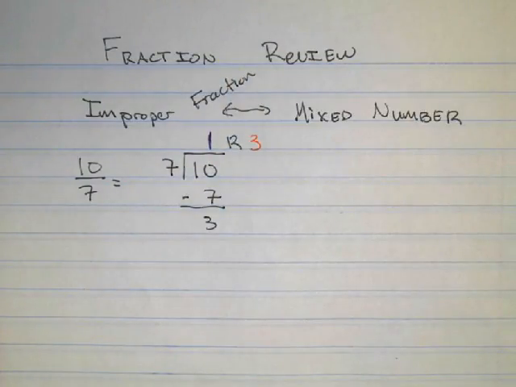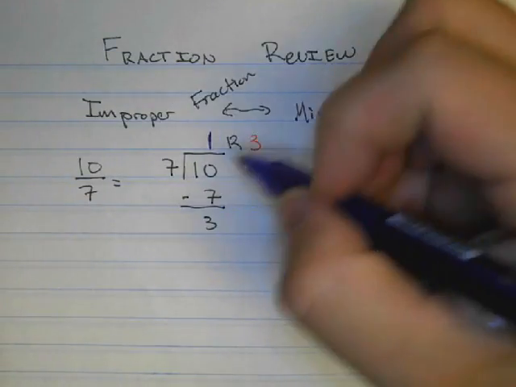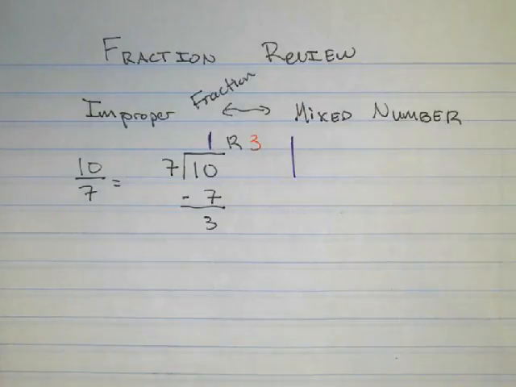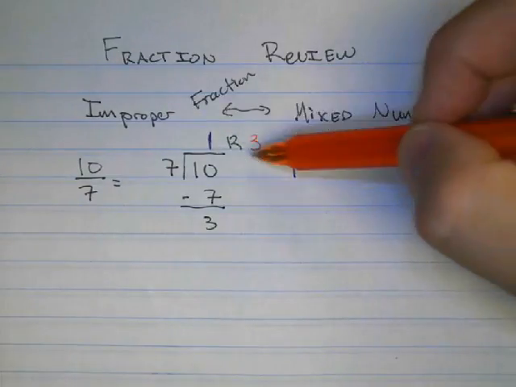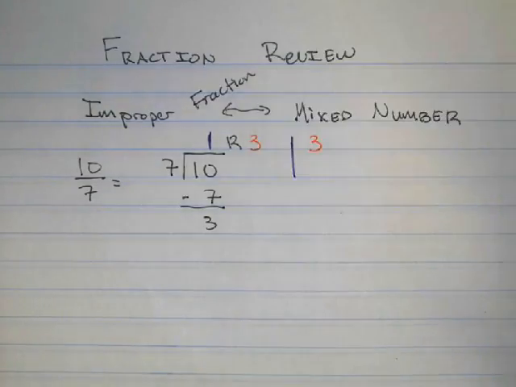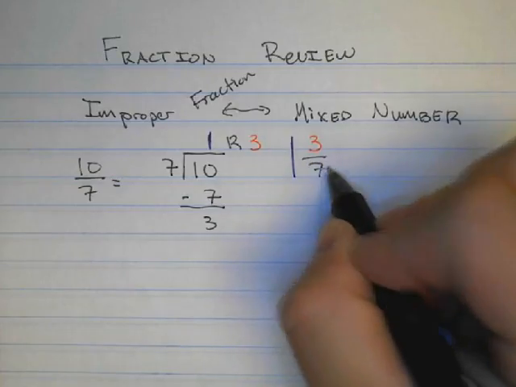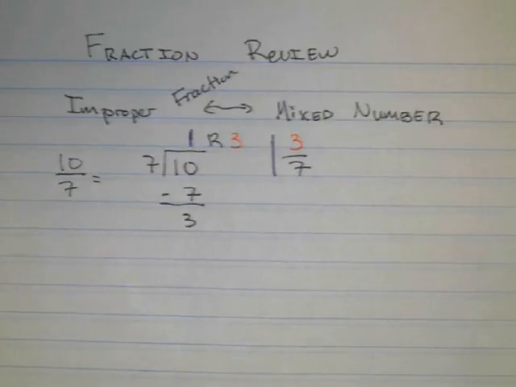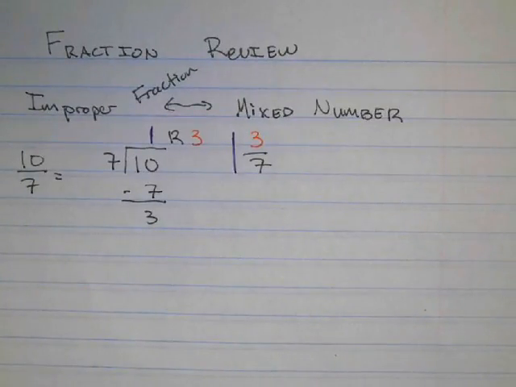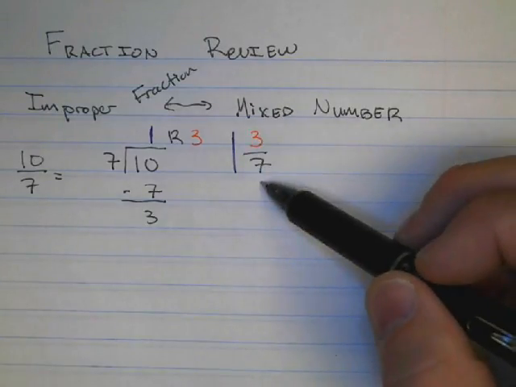Now the way we can write our answer is we take our whole number, the 1. Then our remainder is our new numerator, 3. And our denominator stays the same, so that would be a 7. So 10 sevenths is 1 and 3 sevenths.